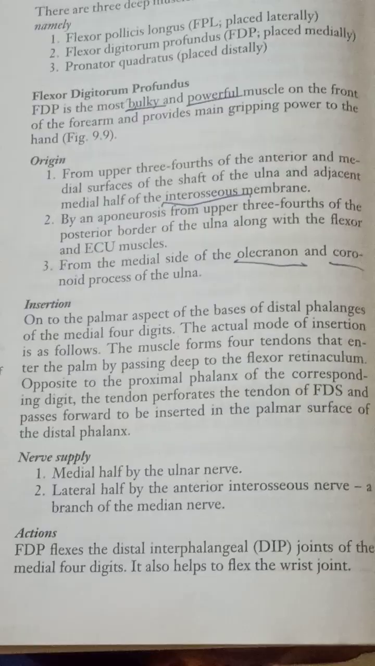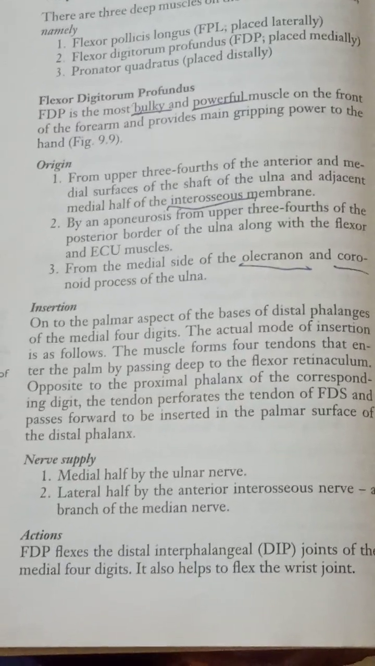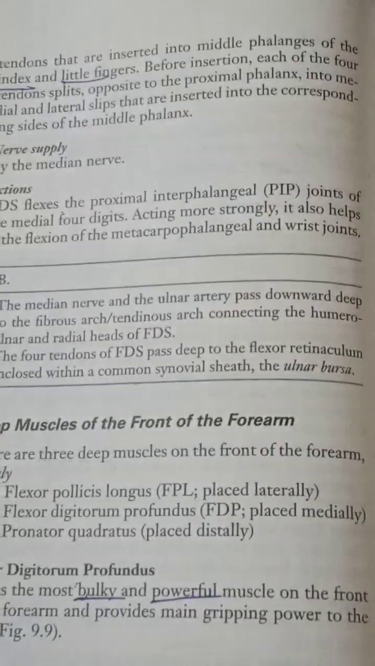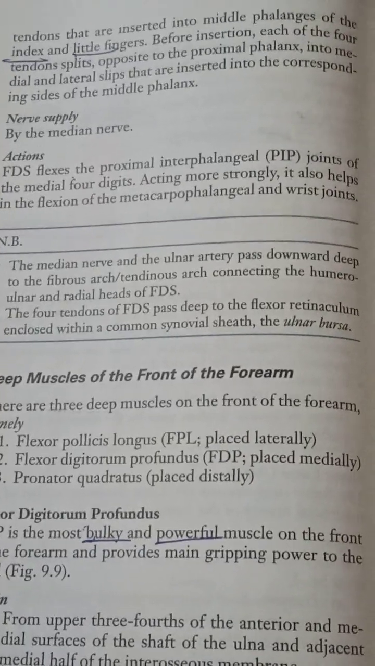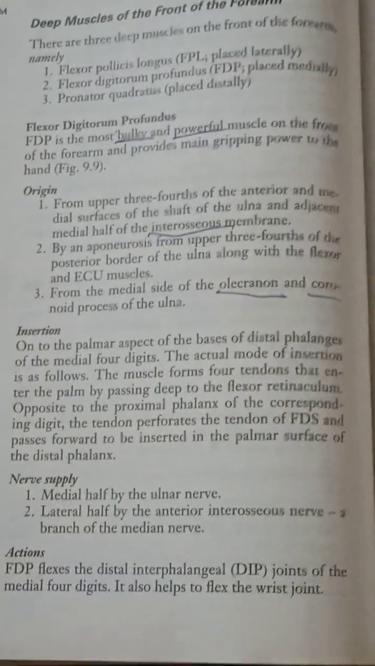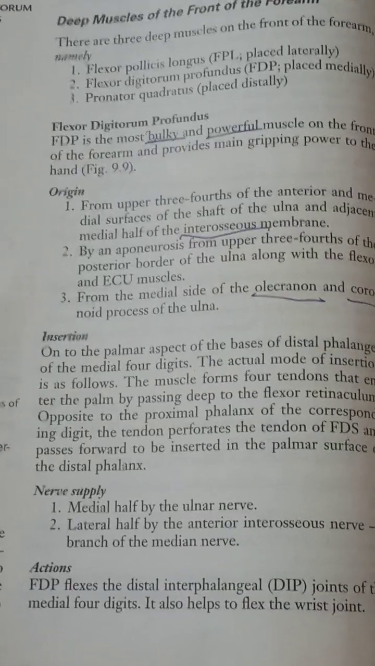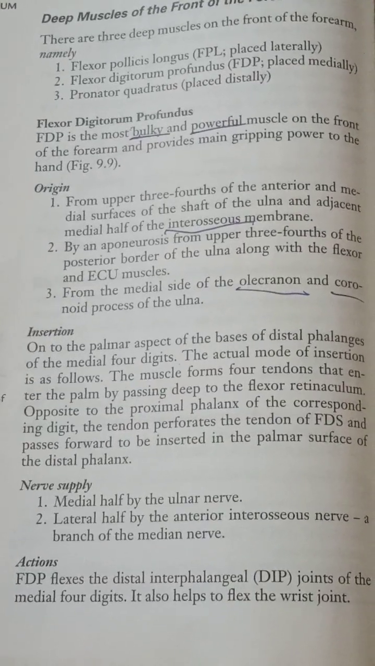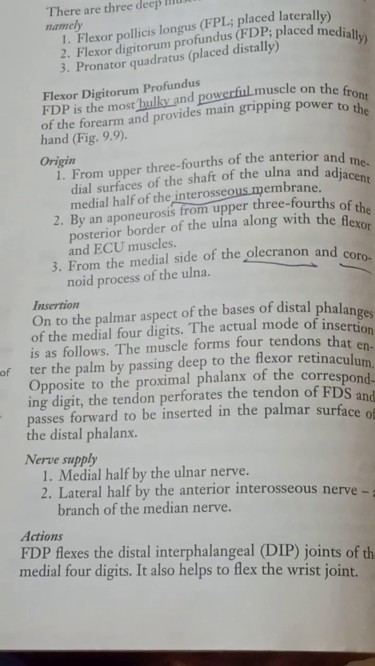Okay, medial 4 digits. It helps to flex the wrist joint also. Whereas flexor digitorum superficialis flexes the proximal interphalangeal joints of the medial 4 digits. Acting more strongly, it also helps in flexion of metacarpophalangeal and wrist joints. Now, the muscle flexor digitorum profundus is supplied in its medial half by the ulnar nerve, and in its lateral half by the anterior interosseous nerve, a branch of the median nerve.